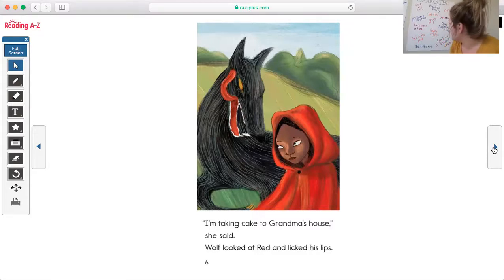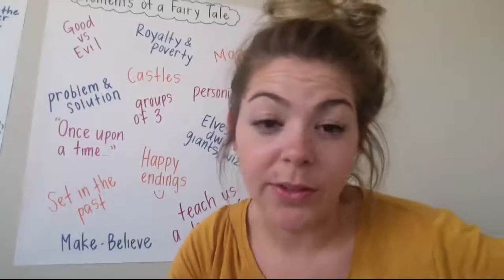There wasn't really any elves or dwarves or giant in this story, but we did have a talking wolf and no castles or royalty, but kind of a good versus evil, because we had the big bad wolf and then we had the good characters being Little Red Riding Hood and her grandmother. So that's our story for this week for our fairy tales.